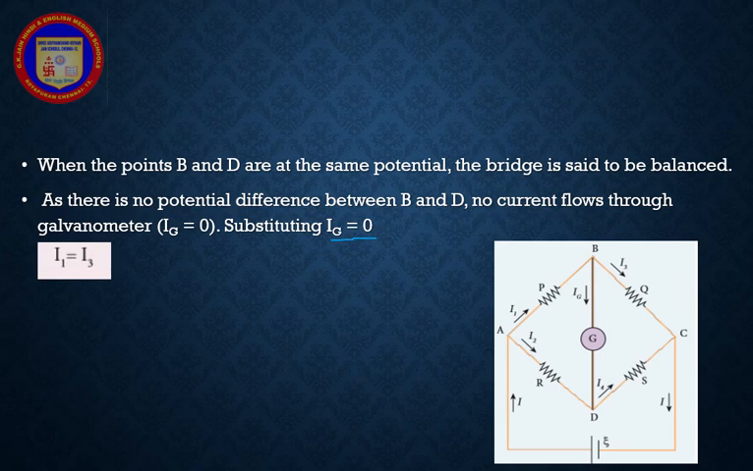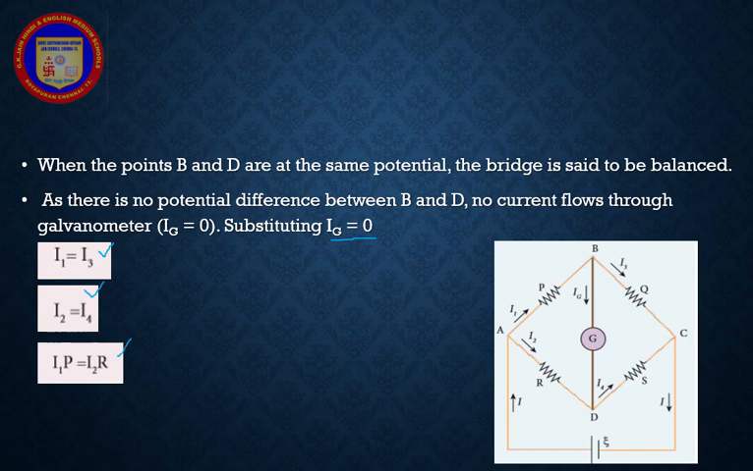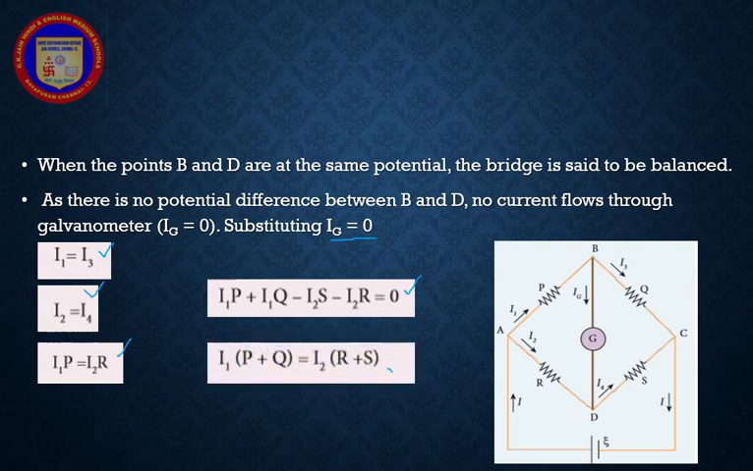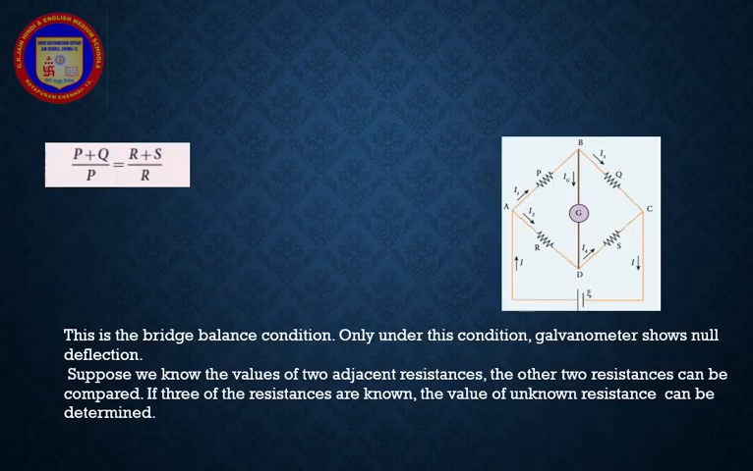Substituting Ig equal to 0 in the above equations, we get I1 is equal to I3, I2 is equal to I4, and I1P is equal to I2R. Substituting all these values in the fourth equation, we get I1P plus I1Q minus I2S minus I2R is equal to 0. So taking the like terms, I1 into P plus Q is equal to I2 into R plus S.